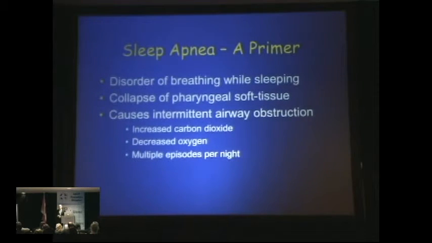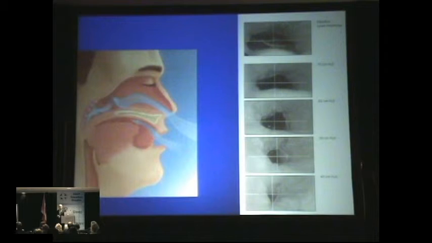I know you all know what sleep apnea is, but I'm going to go over it in detail anyway, because it's going to be a bit more from a surgical perspective. Sleep apnea is a disorder of breathing while sleeping due to collapse of pharyngeal soft tissue that causes intermittent airway obstruction. Once this happens, we have increased carbon dioxide in the body, decreased oxygen, multiple episodes per night, just like our previous talk spoke about.